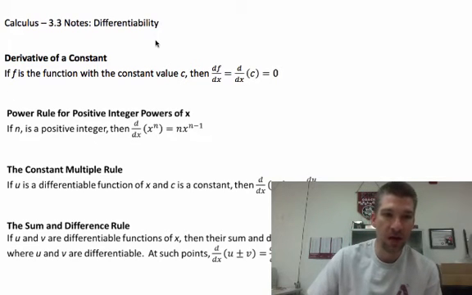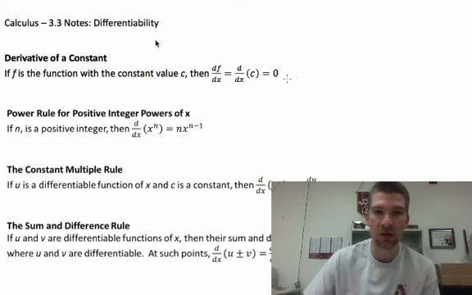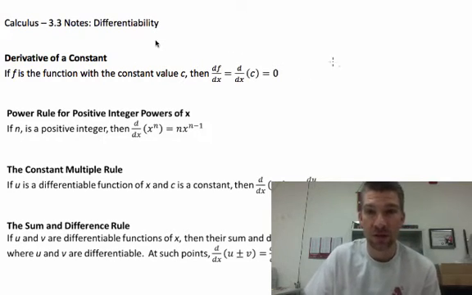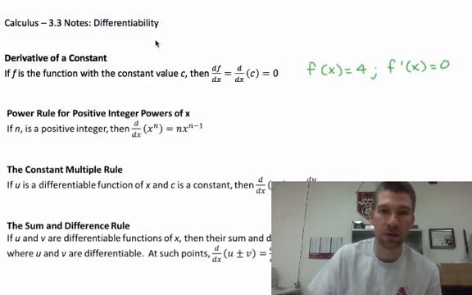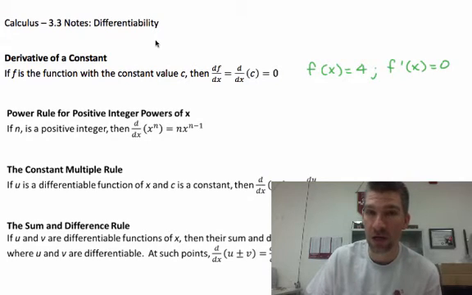First off, if f is a function that's constant, then the derivative is 0. So if I tell you that f of x is equal to 4, then f prime of x is equal to 0. Remember, we're dealing with rate of change. And if the rate of change is constant, that would be 0. Okay, there's no rate of change.